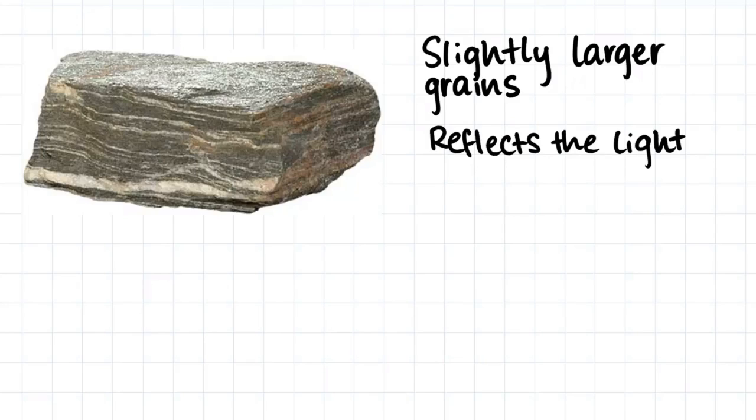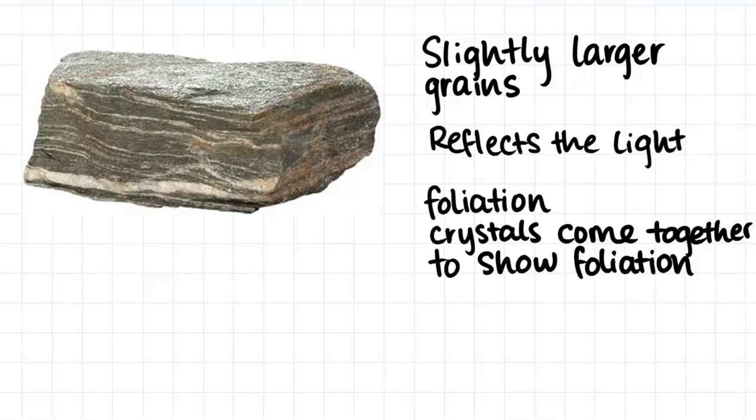This next sample has slightly larger grains than the last. And some of the grains, which are situated in the right position, are reflecting the light. We can clearly see that the sample has foliation, but this foliation is slightly different to the foliation of the slate. The foliation is shown by the crystals of the same type that have come together to form bands across the rock. The foliation indicates that the rock has undergone regional metamorphism.